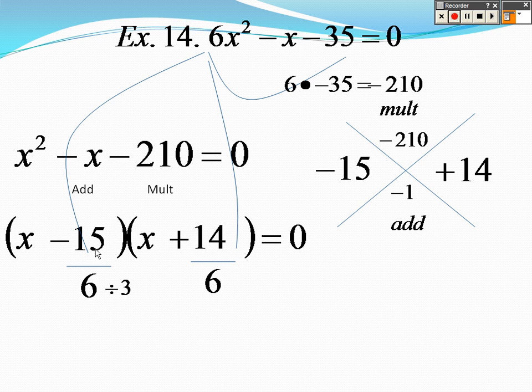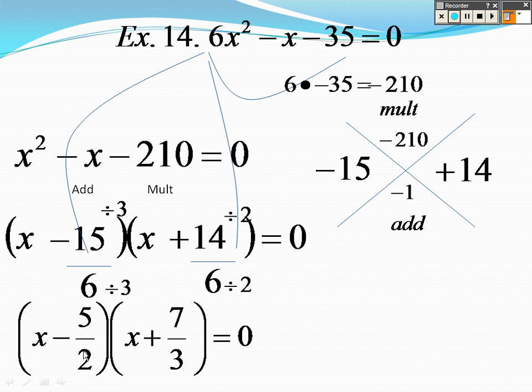So simplify this. So to simplify this, I realize I can divide the top and the bottom by a 3. Over here, I realize I can divide the top and the bottom by a 2. So I actually end up with x minus 5 over 2 and x plus 7 over 3. Well, those aren't factors. Factors do not have fractions in them. So I need to make these not be fractions anymore, which is actually much simpler than it sounds.